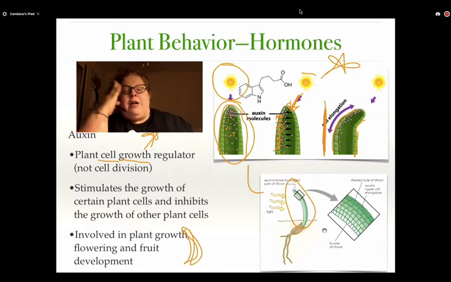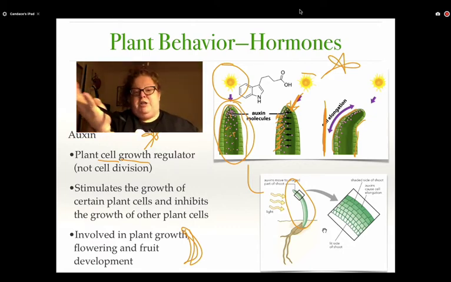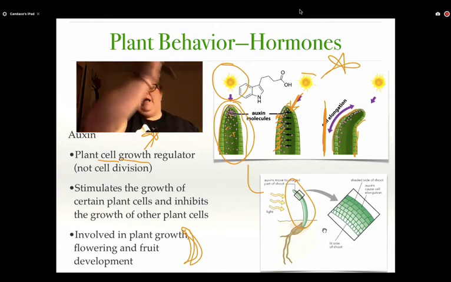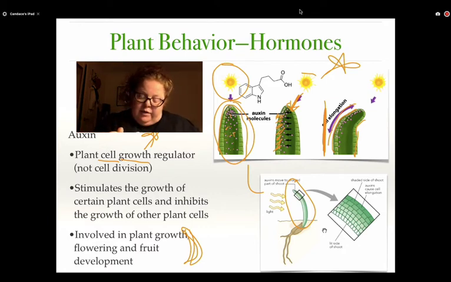For those of you that are in band, think about when you have to turn in marching band. When you have to turn, if you're on the outside of that turn, you have to move much further than if you're on the inside. And so that's what's happening here, is that we have these cells getting longer.